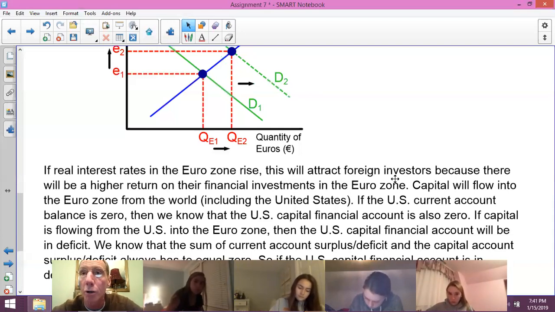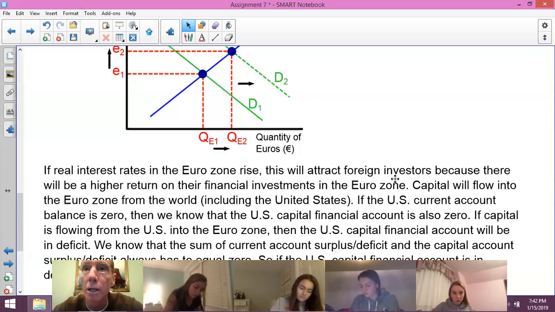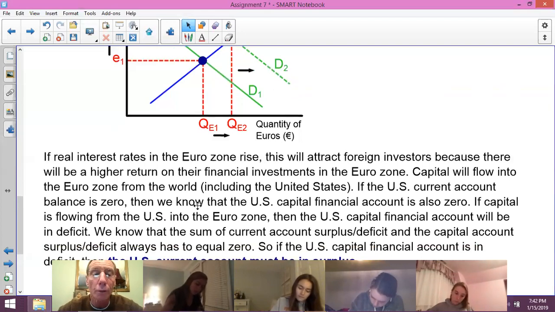Because what they're going to do, see, they're not borrowers. Foreign investors going into the Eurozone are theoretically, well, they're lenders, right? They're lending, they're flowing their capital, their money into the Eurozone, and they're buying something or investing. And if the interest rates are higher, they're going to get a higher return on their investment. So that's going to mean a capital flow into the Eurozone, okay? So the capital will flow into the Eurozone from the world, including the US.